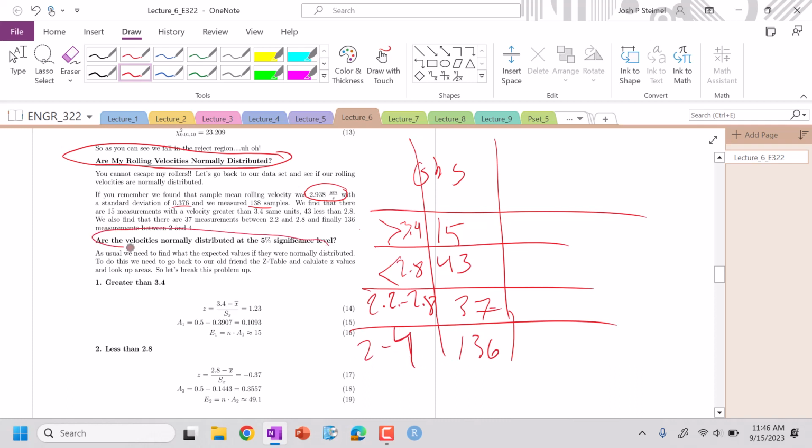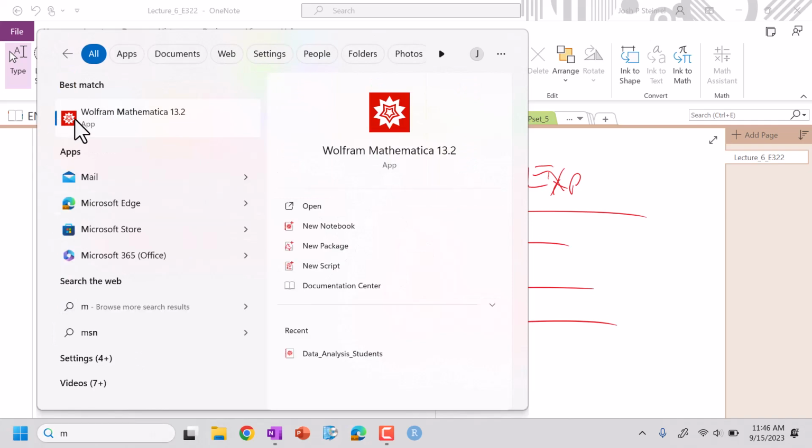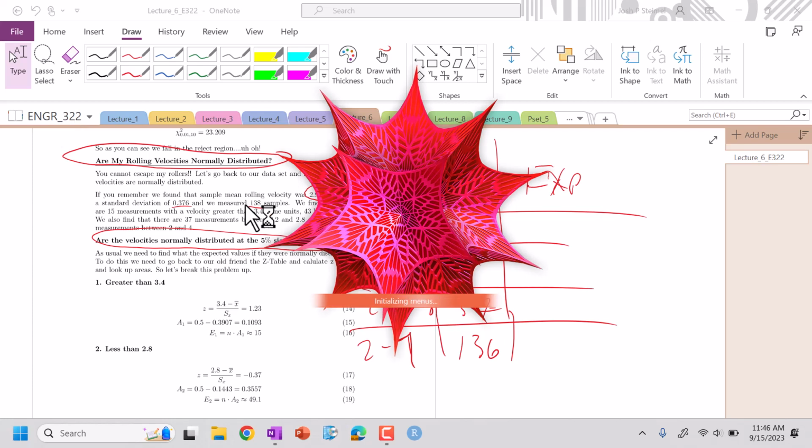So, are the velocities normally distributed at a 5% significance level? This is a chi-squared test, observed, and we have to figure out expected here. If these are truly normally distributed, we can use our good old friend Mathematica and figure out, by integrating our PDF, the expected values in z values. Again, see, everything connects in this class. So let's define some parameters.